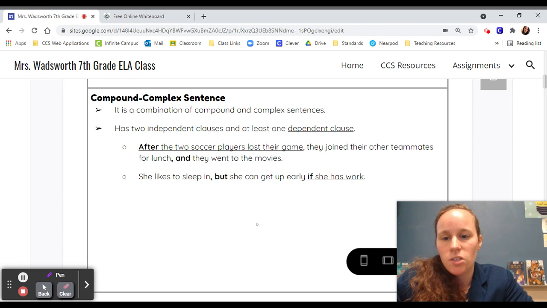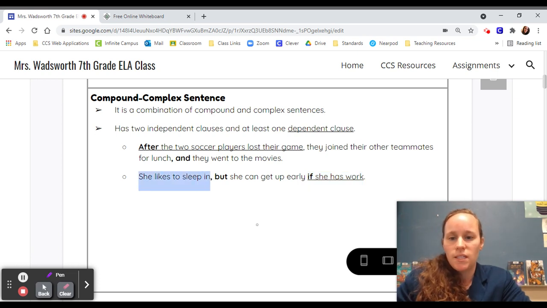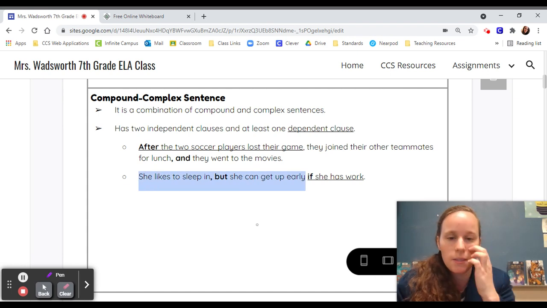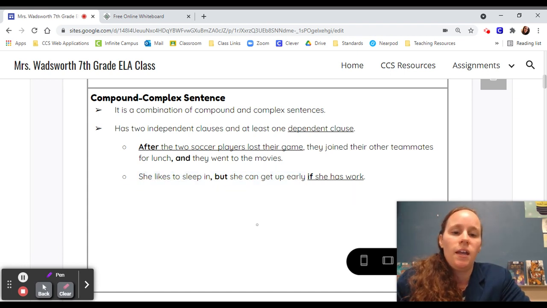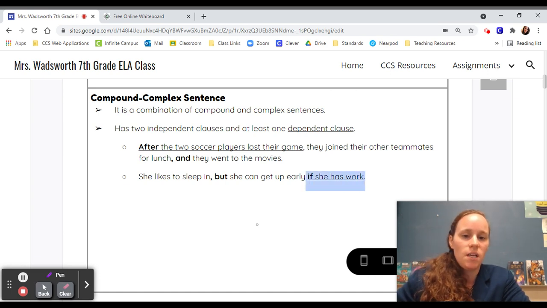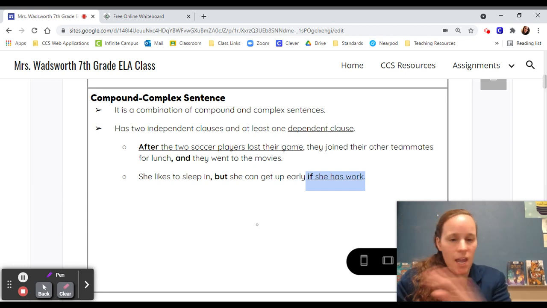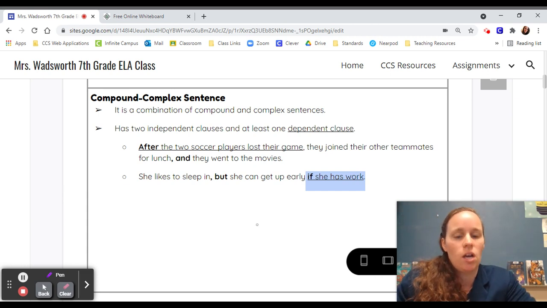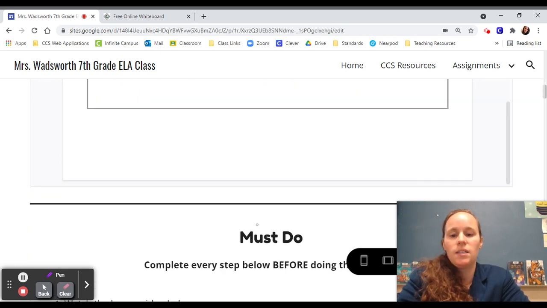Here's another example. Here's our compound part, and here's the complex part, is this part. So the compound part: she likes to sleep in, but she can get up early if she has work. So here's your FANBOYS. It's combining two independent clauses, again, complete sentences. And then if she has to work, if is your subordinating conjunction. And here is your dependent clause. That's the one that's like a fragment. It can't survive on its own. If she has work doesn't make sense on its own. So that is your compound-complex sentence.